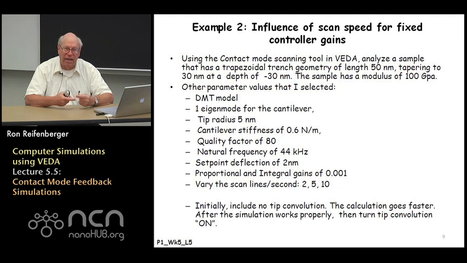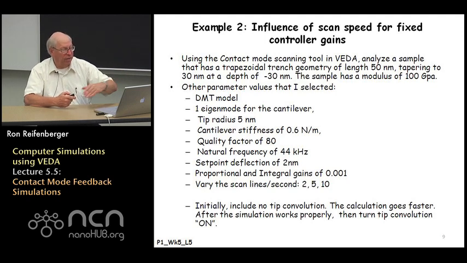That process has to be incorporated with a readjustment of the proportional and integral gains. Because if you don't readjust the proportional and integral gains, if you just increase the scan speed, you're likely to introduce artifacts into your image. And this particular example is intended to try to illustrate that particular case.